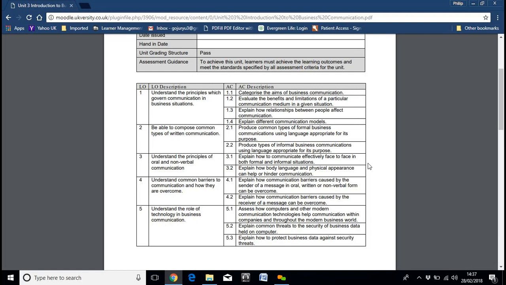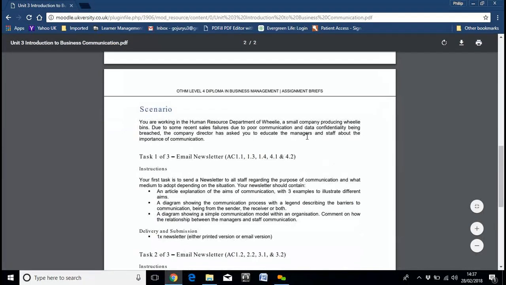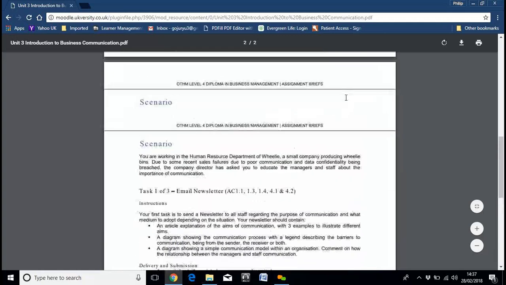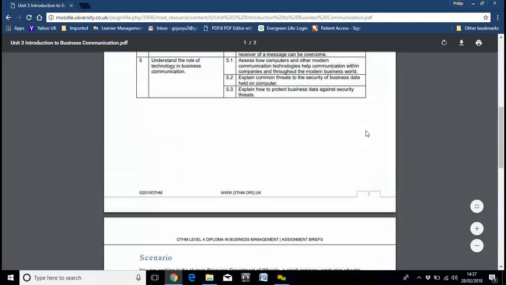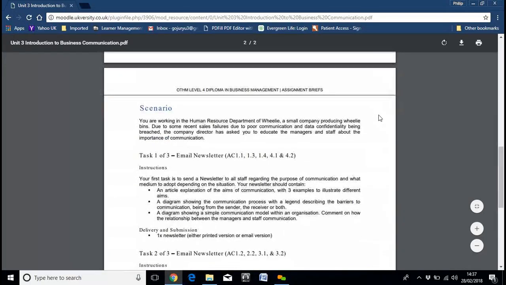And then a swift explanation at 1.4 of the different communication models. I'll just see if there's any guidance on that. Just a second. So to complete the brief, you can actually use the assessment brief here.